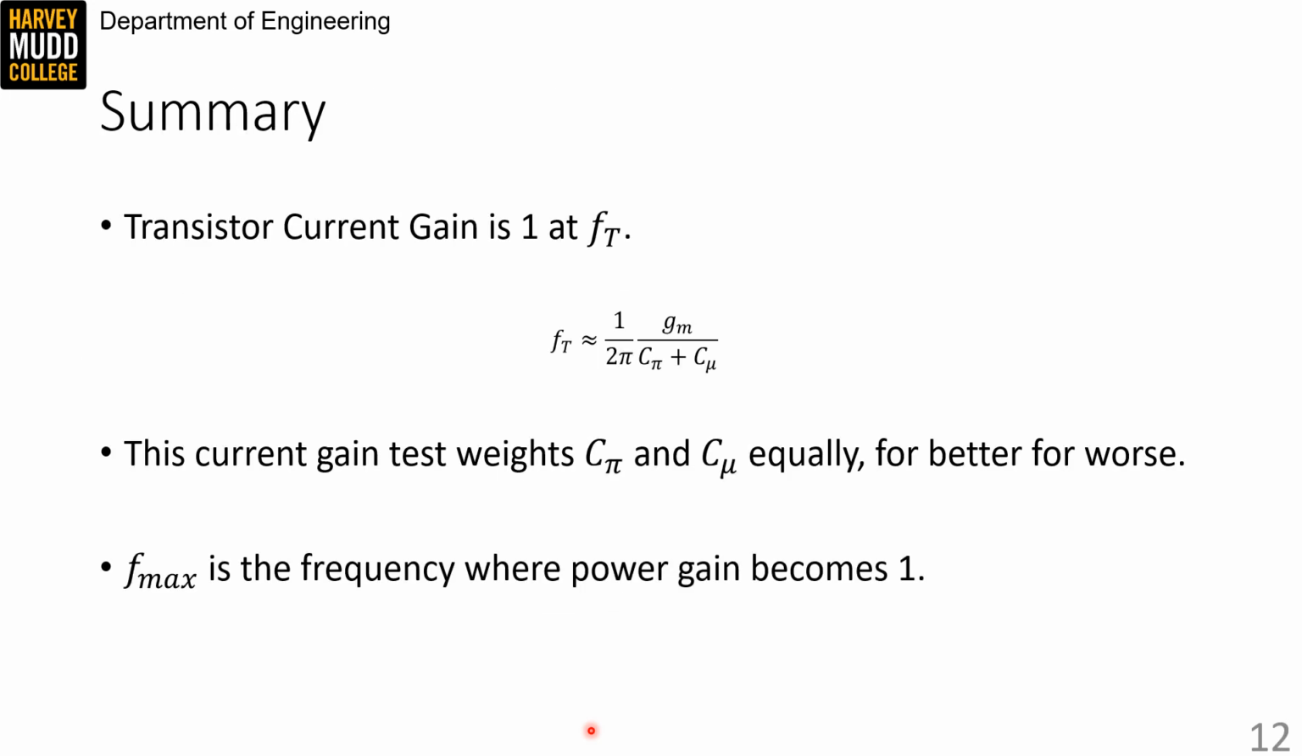So in summary, the transistor current gain is 1 at Ft. Ft is given by this expression. And this current gain test that we use to find Ft weights CPi and CMU equally for better or worse, and Fmax is the frequency where power gain becomes 1.